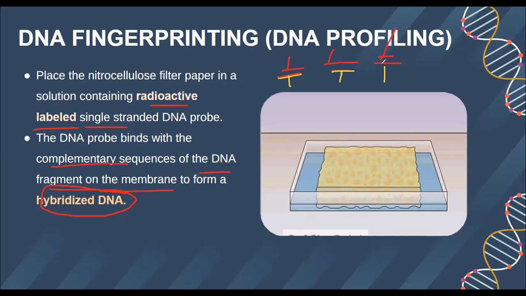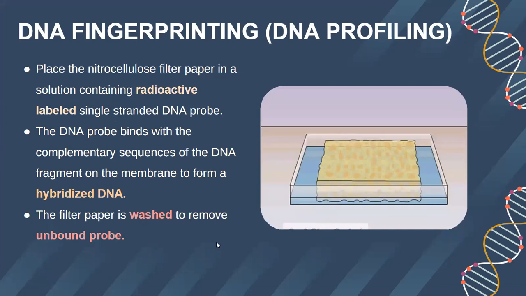One strand is from the sample, and the other strand which got bound due to complementary pairing created a hybridized DNA. So this is now easier to detect, to obtain an image or a photograph, so that it can be processed and viewed in software on the computer screen. Okay. So now the filter paper is washed to remove the unbound probe. Whatever remaining probe is there will be washed and removed.